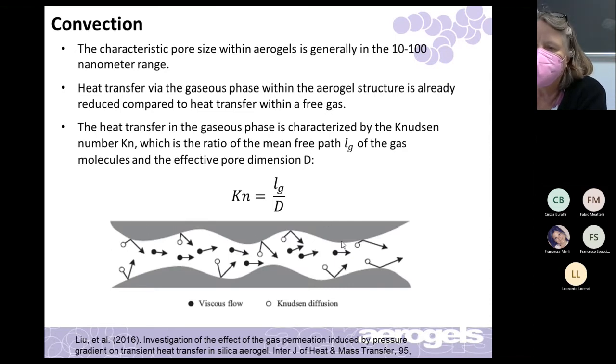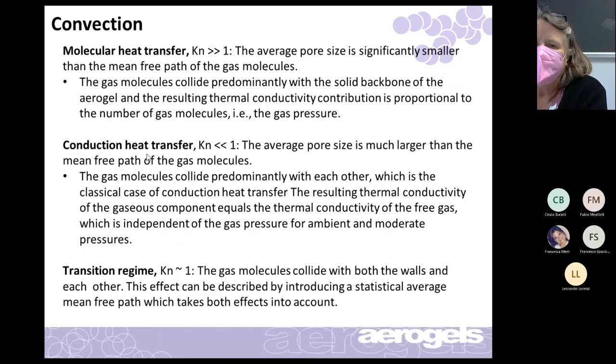So they collide predominantly with the solid backbone of the aerogel. And then the resulting thermal conductivity contribution from the gas phase is proportional to the number of gas molecules. So the more gas molecules you have in there, the more they're interacting with the solid and the more they're transferring energy. And so that's directly related to gas pressure.